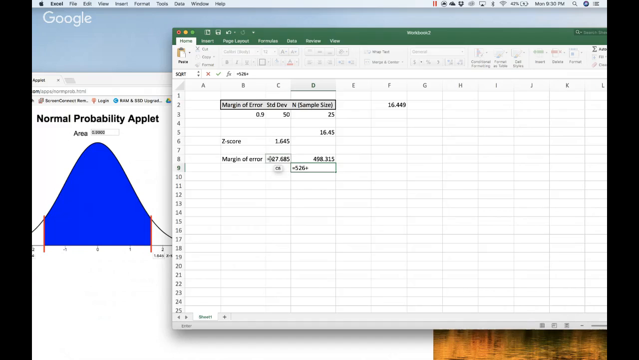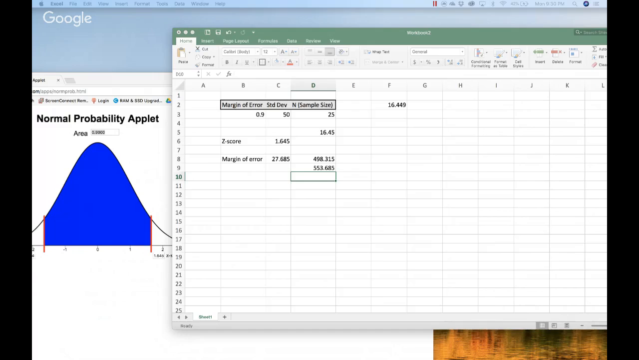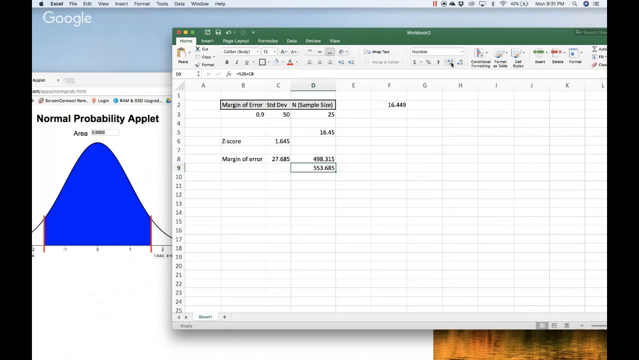And the other side you add. The higher part you add, the lower part you subtract. So the upper limit is 553.685. Okay. Do we have to round that off? That is rounded. The next digit is 0, so it's 3 decimals anyway. 553.685.